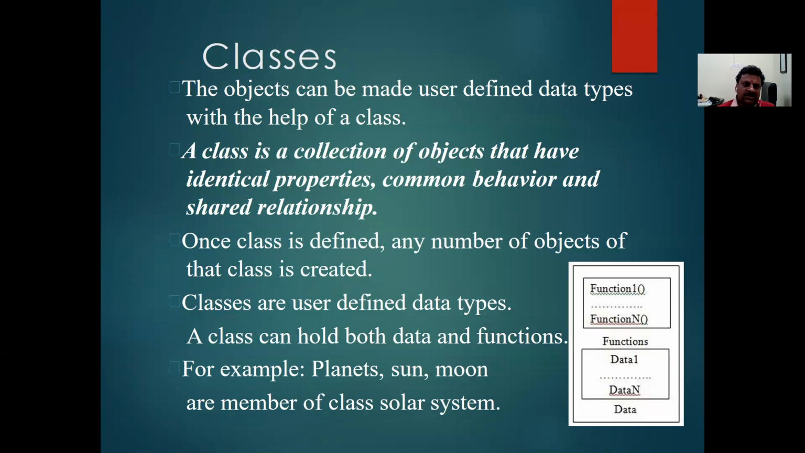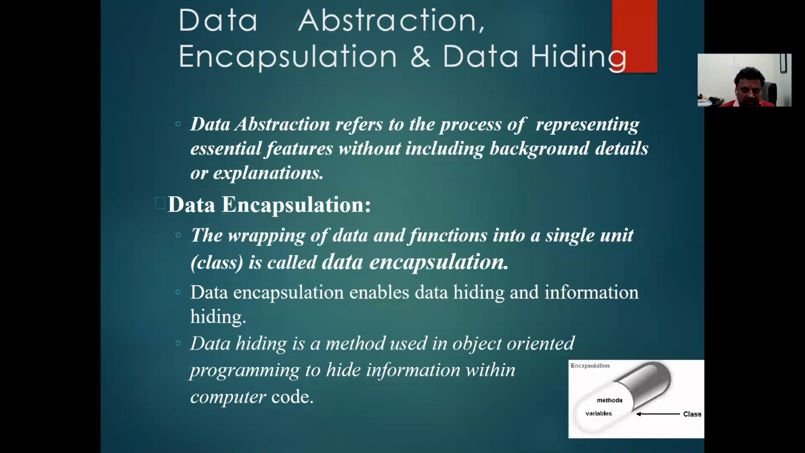Now, what is actually a class? A class is a collection of objects that have identical properties, common behavior, and shared relationship. Objects can be made user-defined data types with the help of a class. Once a class is identified by a number of objects and the class is created, classes are user-defined data types. A class can hold both data and functions. You can see from the image. An example could be sun and moon, which are members of the class solar system.